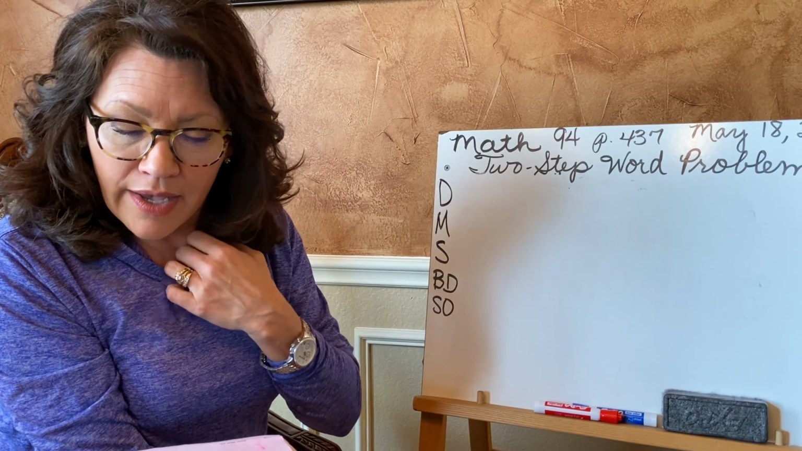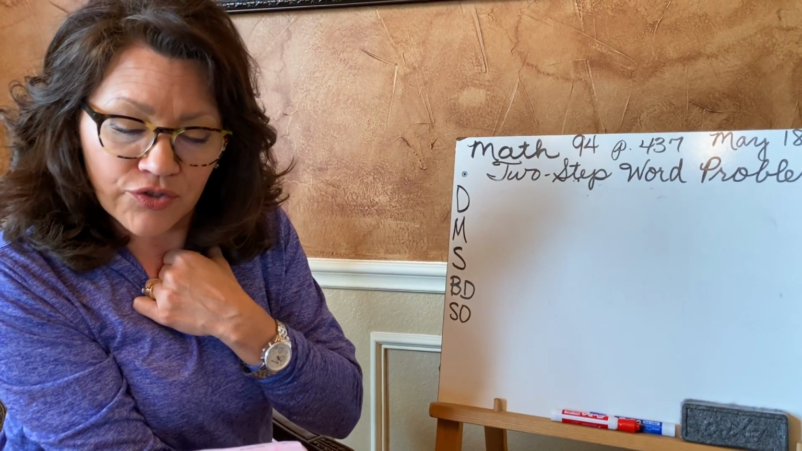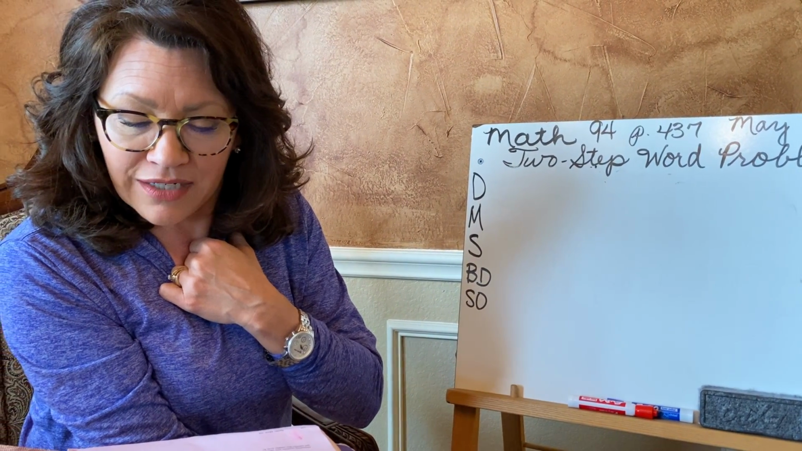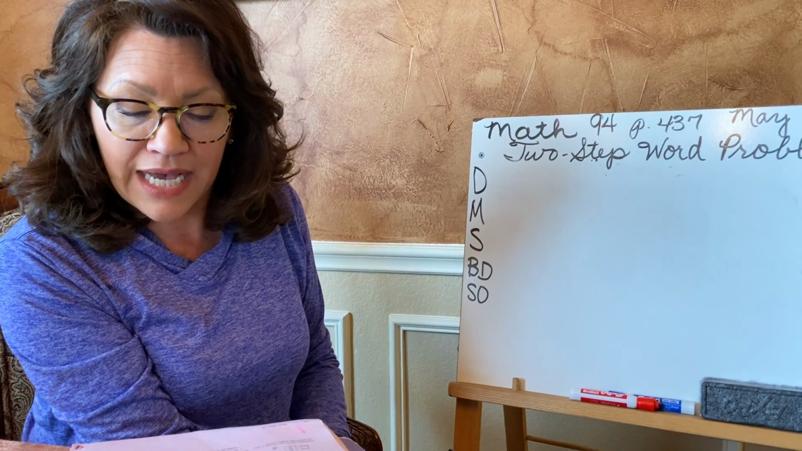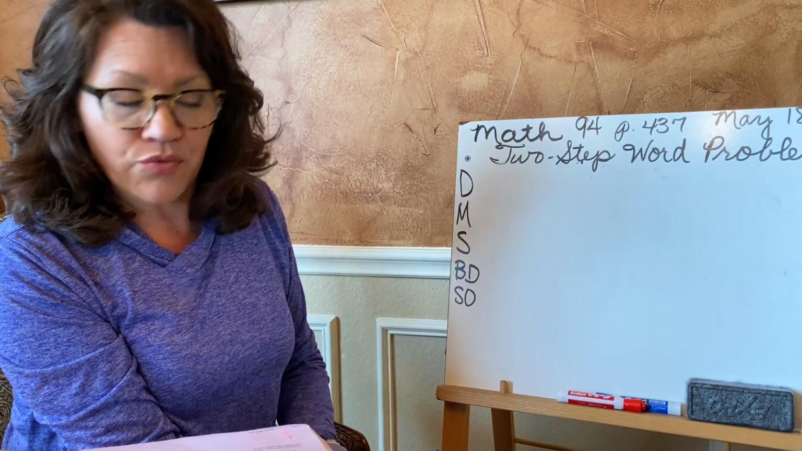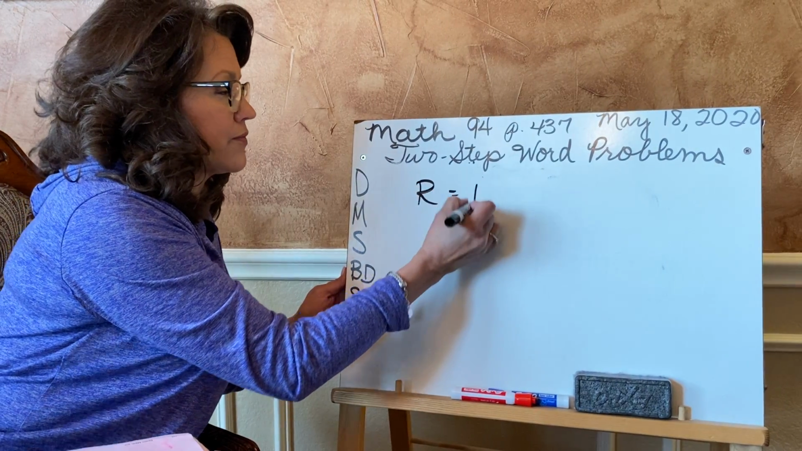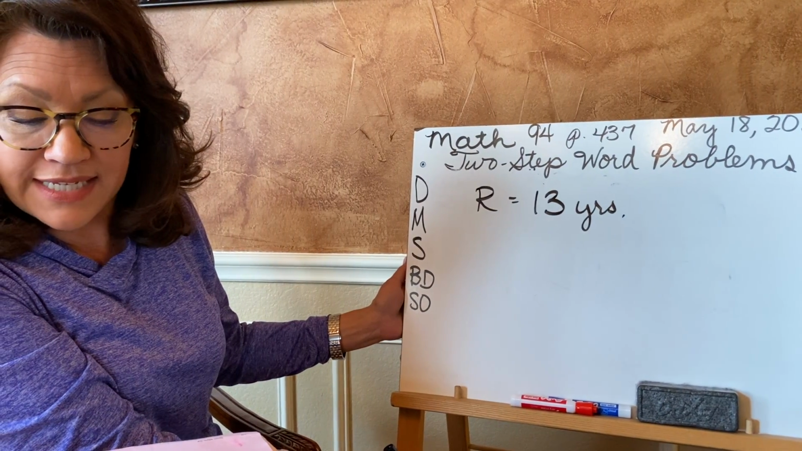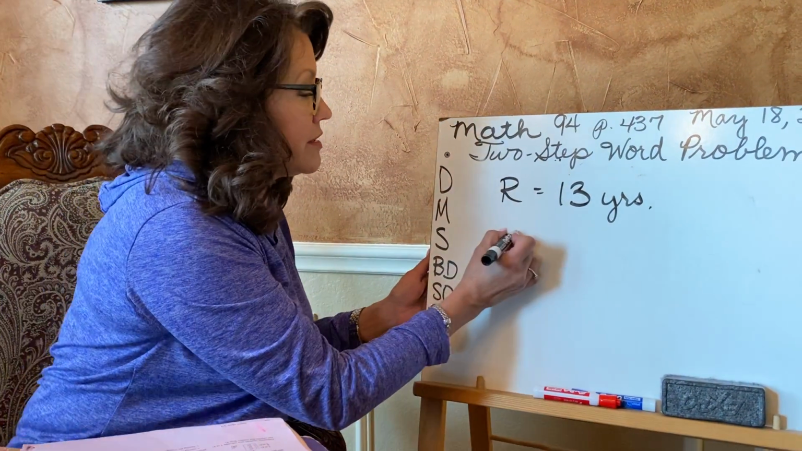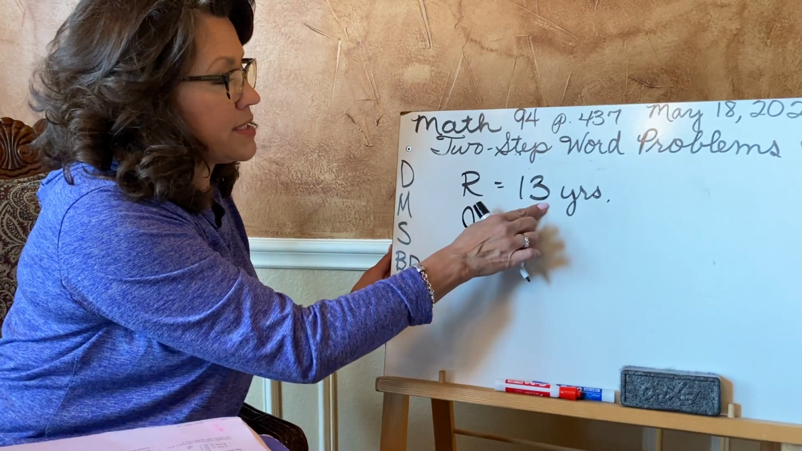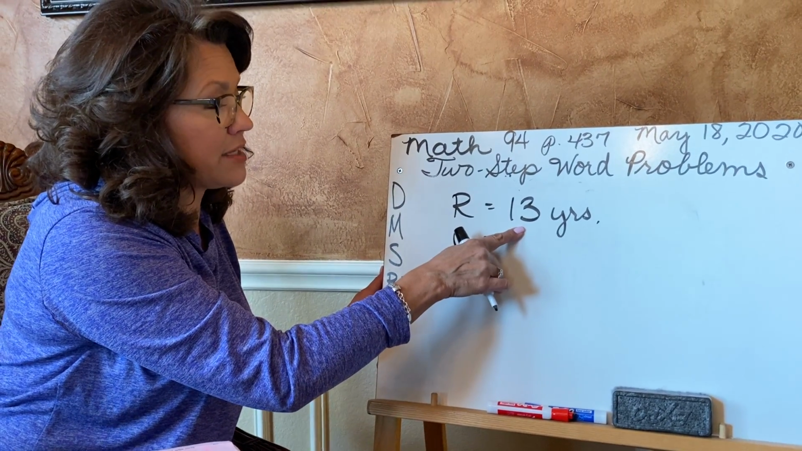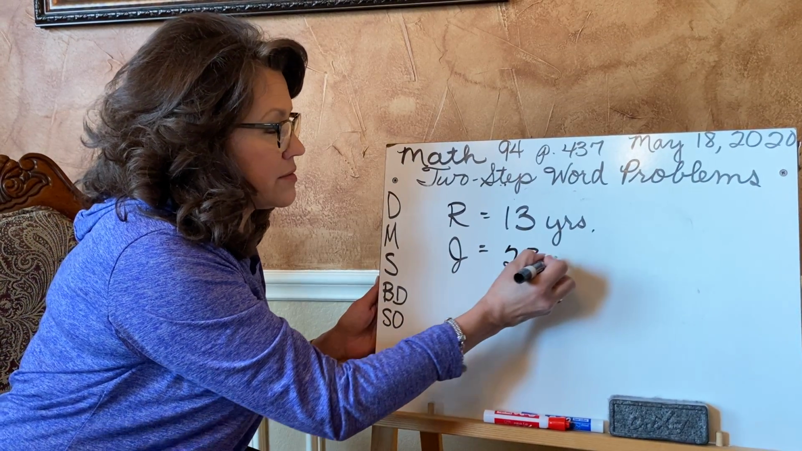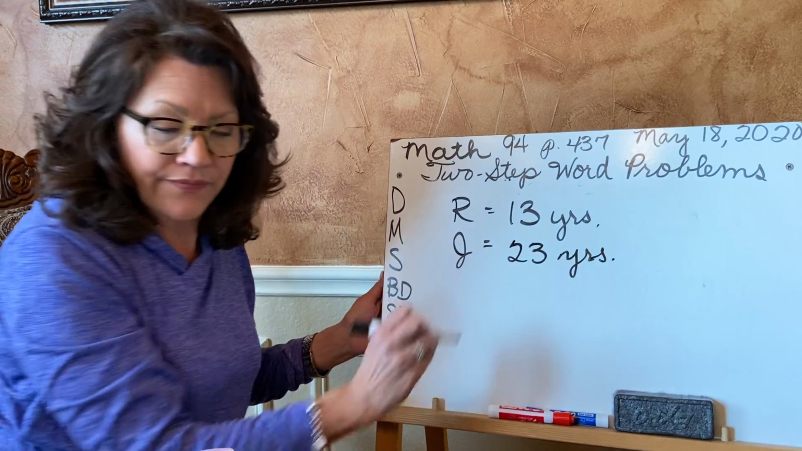Okie doke. Last one. Robert is 10 years younger than John. It's another one of those. And John is 2 years older than Jenny. If Robert is 13 years old, how old is Jenny? Okay, so we know Robert is 13. And we know that he's 10 years younger than John. So that means we have to do what to this? If Robert's 13, he's 10 years younger. We have to add 10 to tell us how old John is. So John's 23 years old.